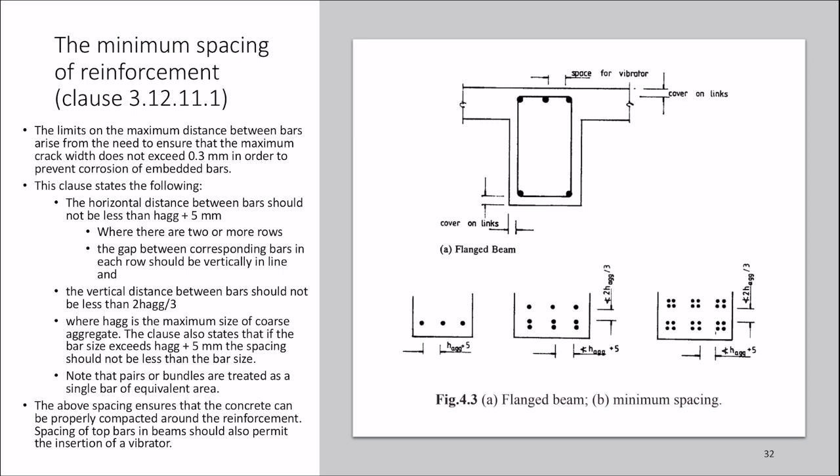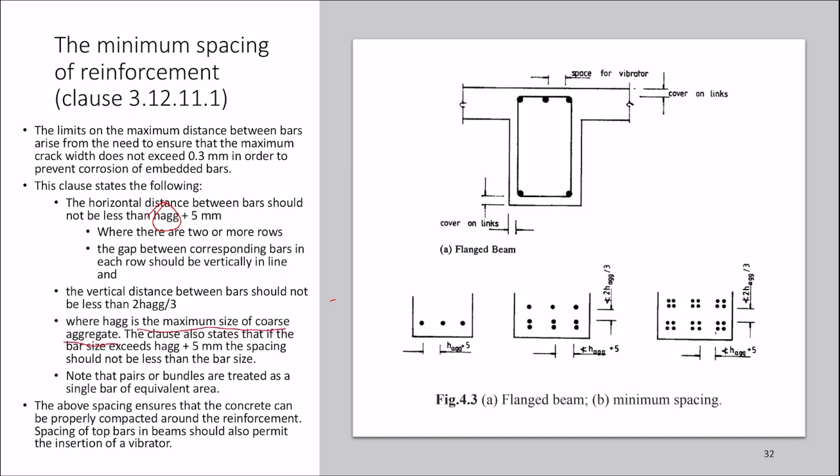This clause states the following: the horizontal distance between bar should not be less than hagg plus 5 mm. hagg ni adalah aggregate size. Maksudnya, bila you buat concrete, you akan add aggregate, part size dia yang paling besar. The gap between the corresponding bar in each row should be vertically in line, and the vertical distance between bar should not be less than 2hagg divided by 3, where hagg is a maximum size of coarse aggregate.